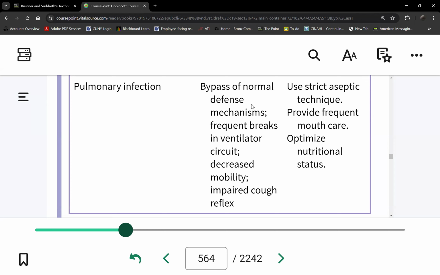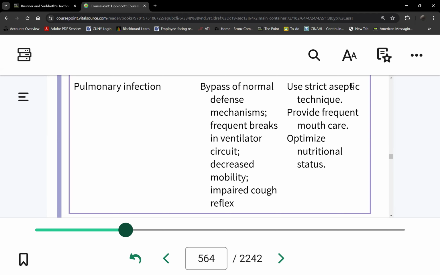Your job is to prevent the ventilator-associated pneumonia, and we'll talk about the bundle shortly. Yes, VAP, or ventilator-associated pneumonia, develops after 48 hours of mechanical ventilation. Okay, so these two here are part of the bundle to prevent VAP. Again, when I say VAP, that's ventilator-associated pneumonia.